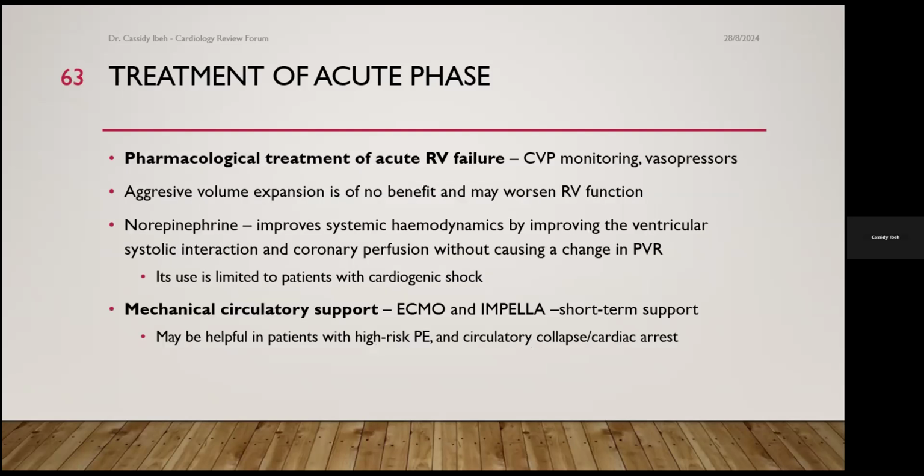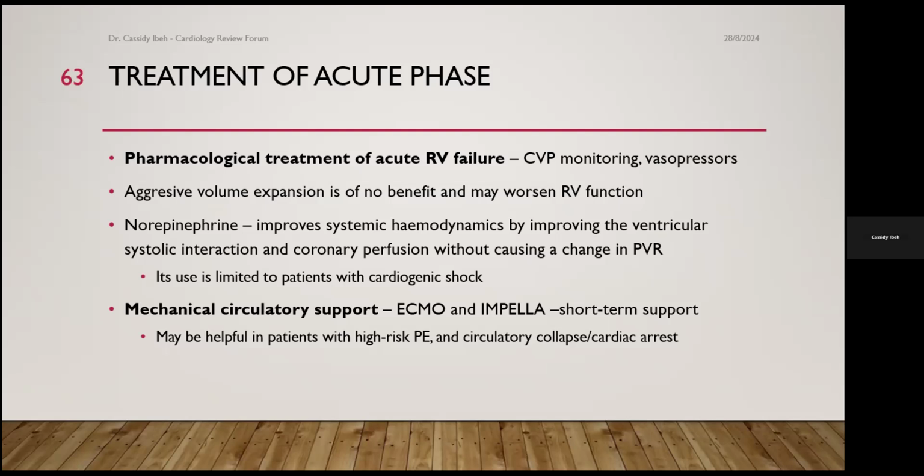Now the pharmacological treatment of acute right ventricular failure is the next thing that we want to do, guided by the CVP, because you don't want to overload this patient. Of course, aggressive volume expansion is of no benefit, and this may worsen the right ventricular function.